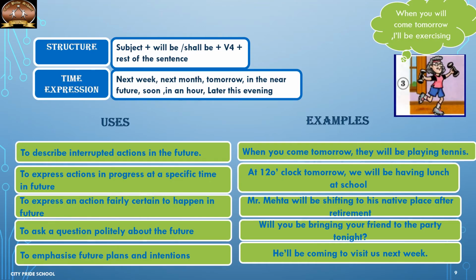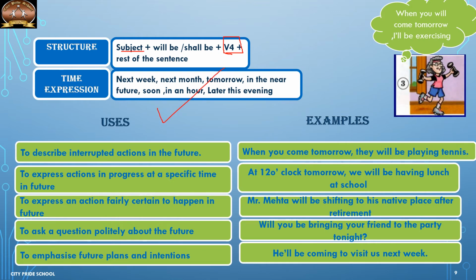As far as structure is concerned: subject plus will be, shall be, plus V4. V4 is the V-I-N-G form of the verb, verb plus ing form. It is used in all continuous and all perfect continuous tenses. Time expressions are almost the same.